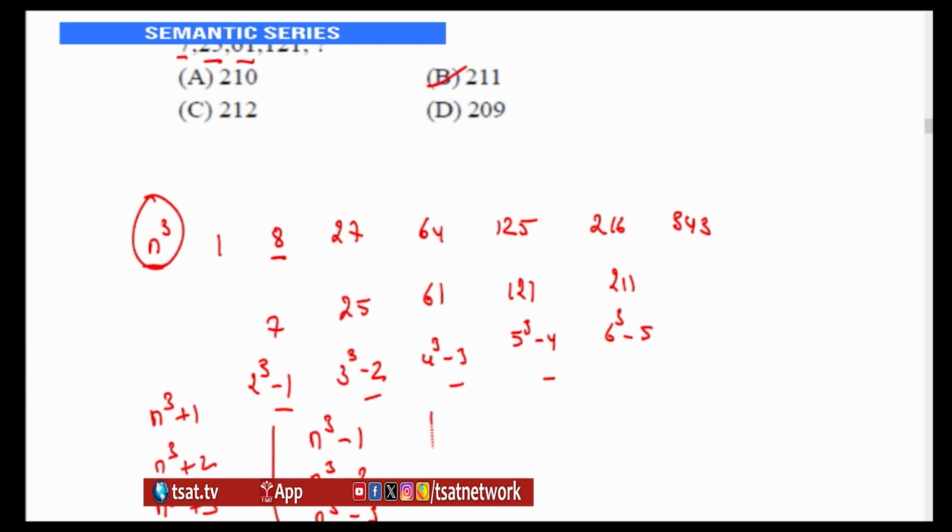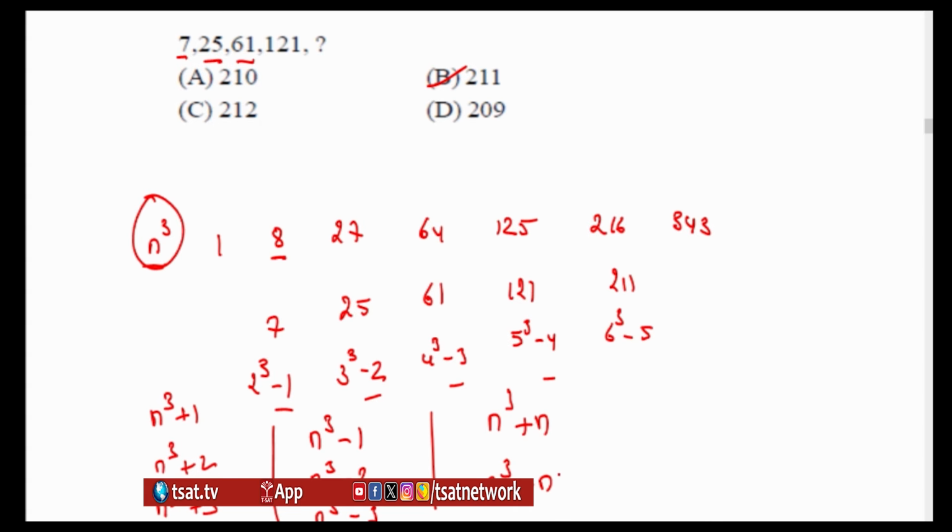And finally, very important for the exam is the format of n cube plus n. So, you need to remember n cube plus n and n cube minus n. Once we make our own series, and if you try to remember that particular sequence, again in the examination it will be very easy to identify that particular question. So, this particular question is the format near to n cube.